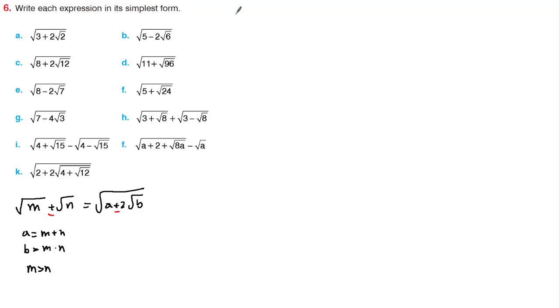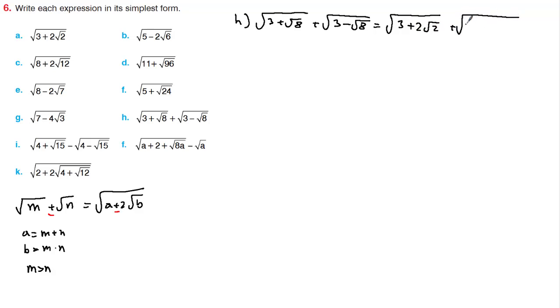So, under H, we have square root of 3 plus square root of 8 plus square root of 3 minus root of 8. Now, square root of 8 being 2 root of 2, we can rewrite it as this. And the same goes for the second root as well. So 3 minus 2 root of 2.